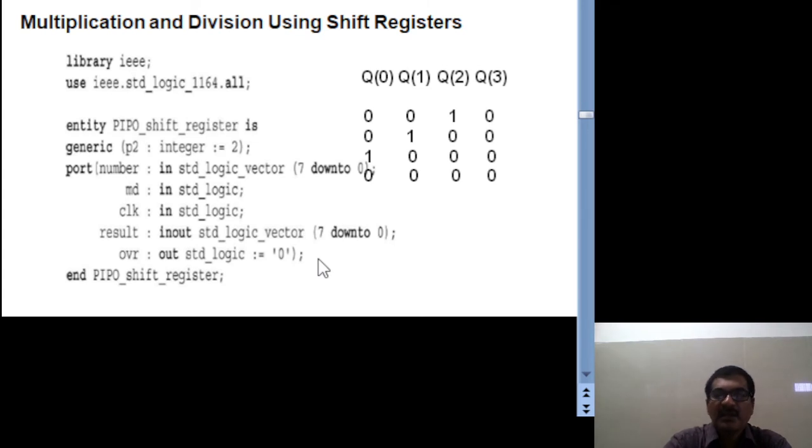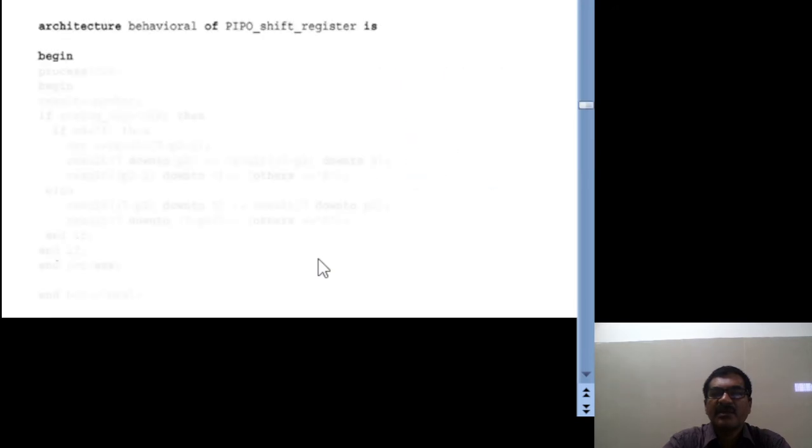Okay. So come to the architecture body. As you know already, the architecture starts with the word architecture followed by its name, that is behavioral of the entity name PIPO shift register is, then begin. Okay. So this is the first line. After that begin, because there are no declarations here, and here I'm going to write the VHDL program for the shift register in the behavioral style. That's why the name given for the architecture is behavioral.